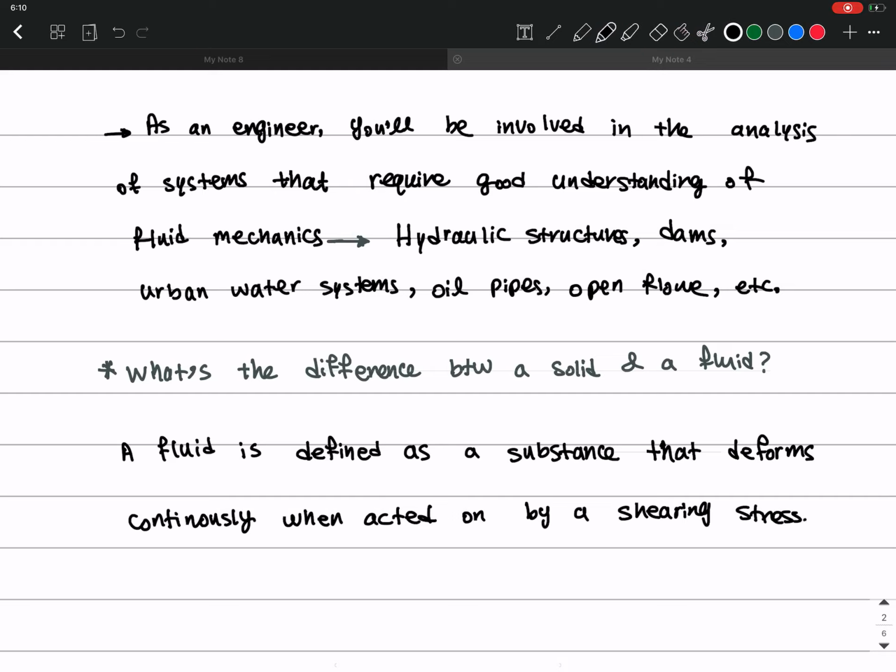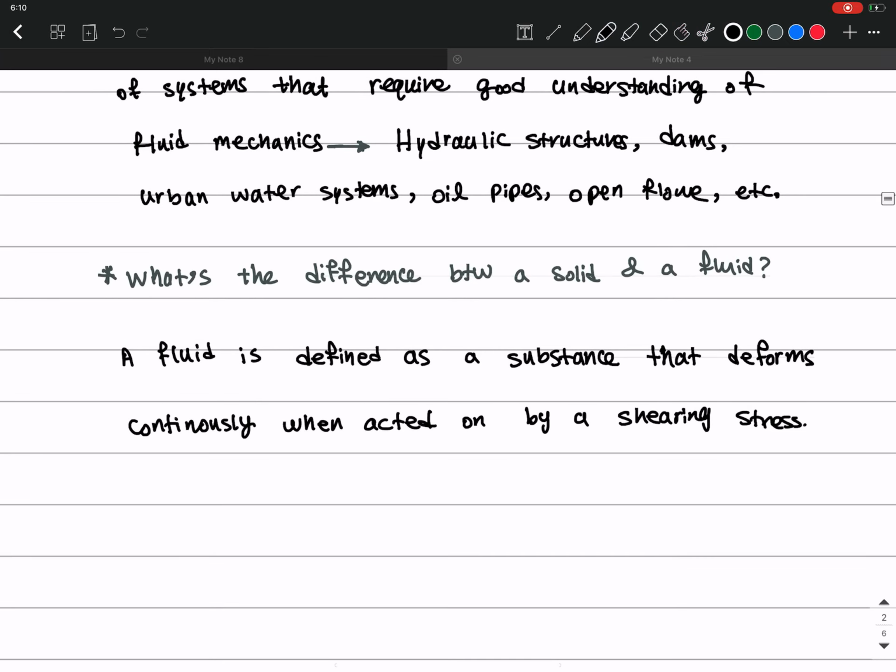Okay, what do I mean by this? Before explaining this, I want to also define solids, and then I will explain what these mean.